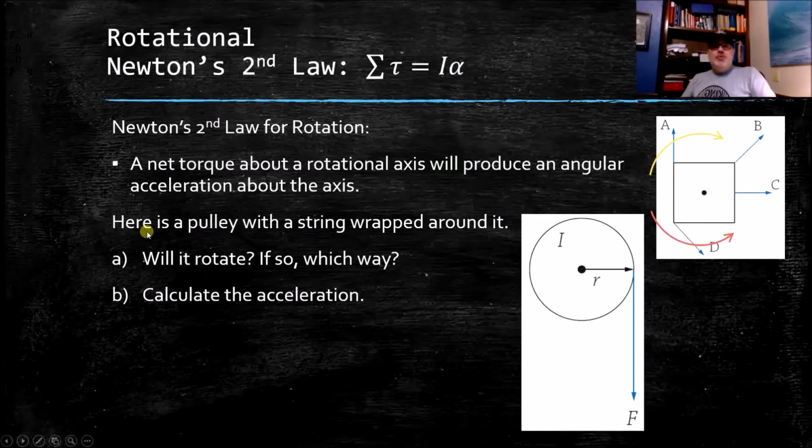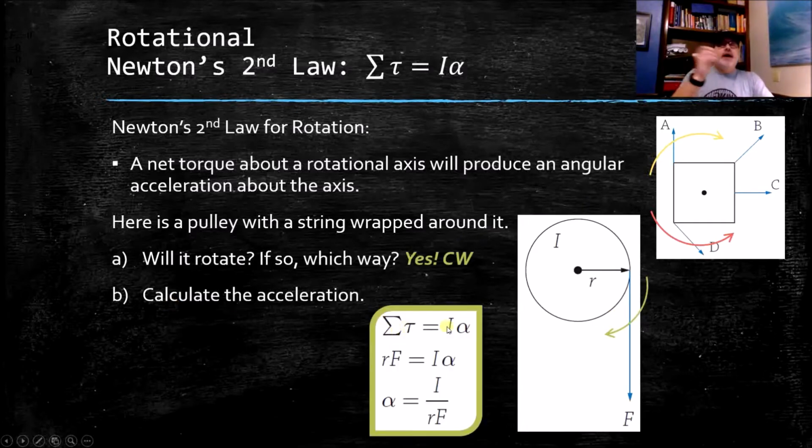So here we have a pulley that's attached to a string wrapped around it and has a pivot point in the middle, rotational inertia I, radius R, force pulling down F. Will it rotate? If so, which way? Well, that's really easy. It's going to rotate clockwise because there's our perpendicular radius and we get a clockwise torque. Calculate the acceleration. The sum of the torques equals I alpha, and our torque is the radius times the force since they're perpendicular, and we just solve for alpha.